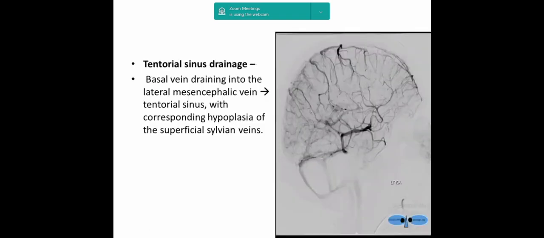So this is another variant where the basal vein mainly drains into the lateral mesencephalic vein rather than going into the vein of Galen, and then ultimately draining into the tentorial sinuses.